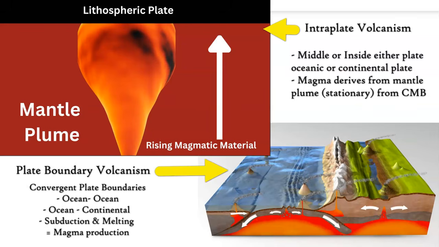Intra means in the middle or inside. So in the middle of this massive tectonic plate, you have volcanism, and it's different to the volcanism that occurs on the plate boundary. Now plate boundaries come in three types. We know divergent, where you have the mid-ocean ridge or a rift valley, and you have convergent plate boundaries, where you have two plates converging towards each other, and you have subduction based on density differences of each plate, and you also have transform, where they slide past each other.